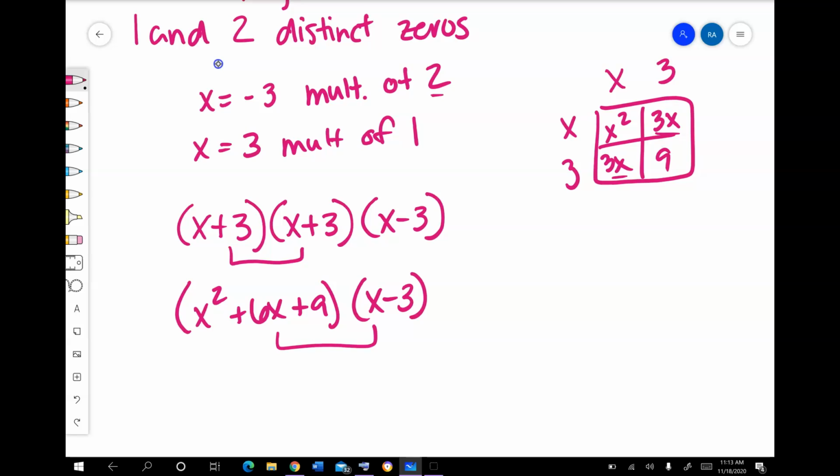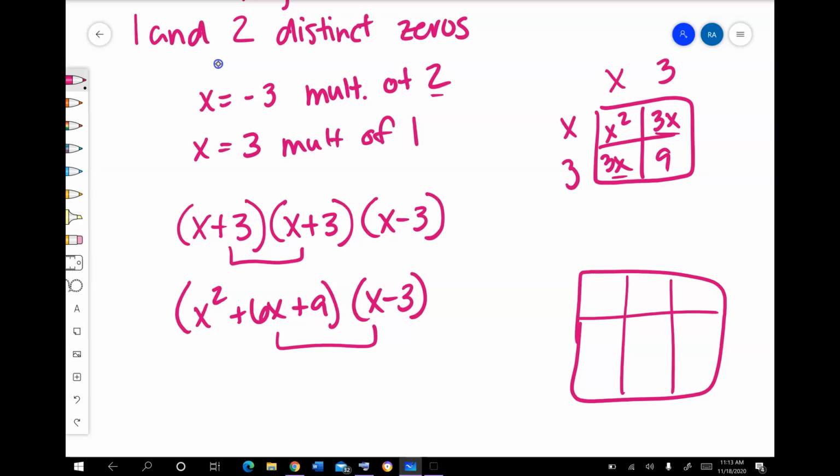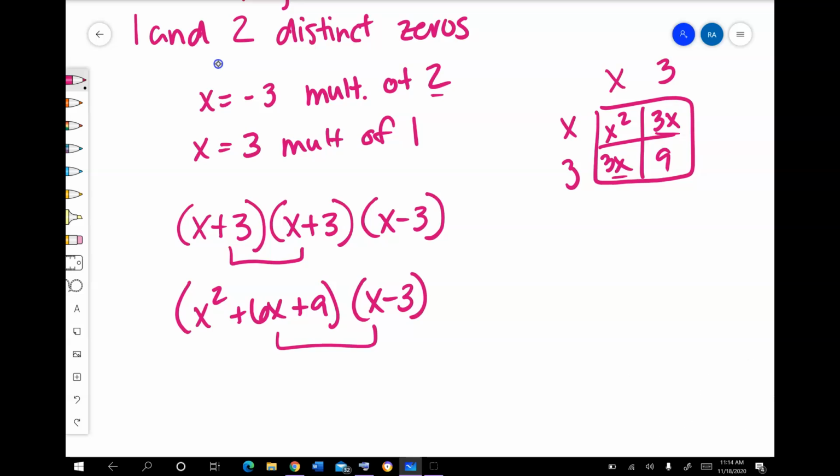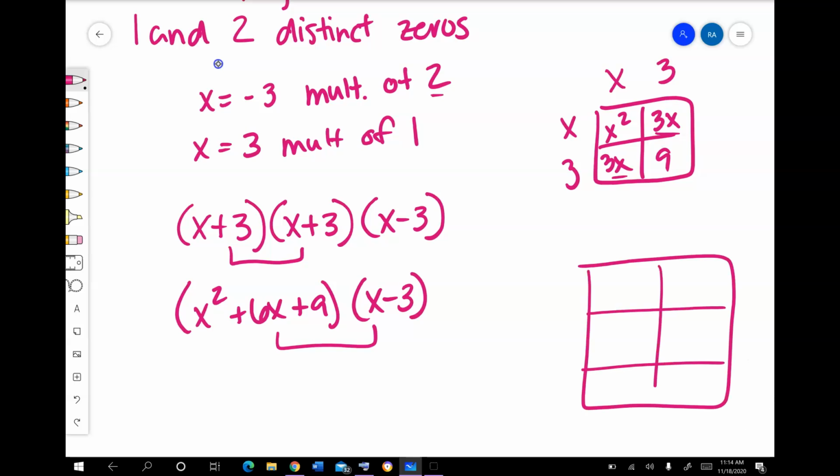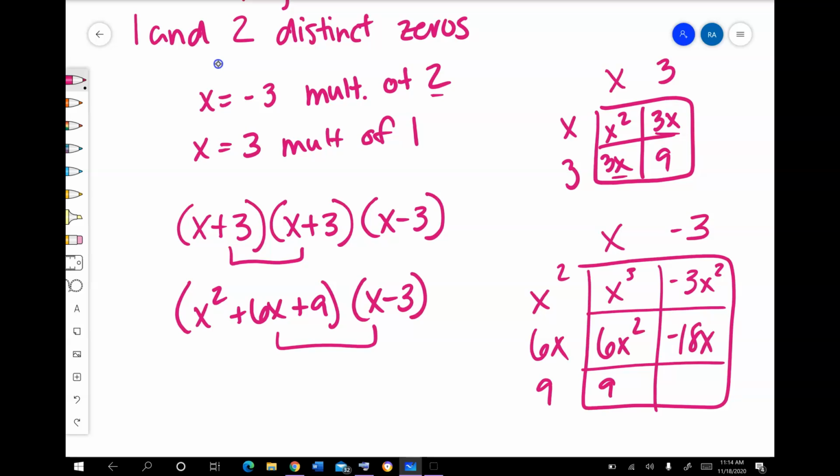So this is going to be a 3 by 2. We need a 3 by 2. There we go. x minus 3. Okay, x squared times x is x cubed. So all you're doing is just multiplying things, okay? That's negative 18x. That's negative 27.